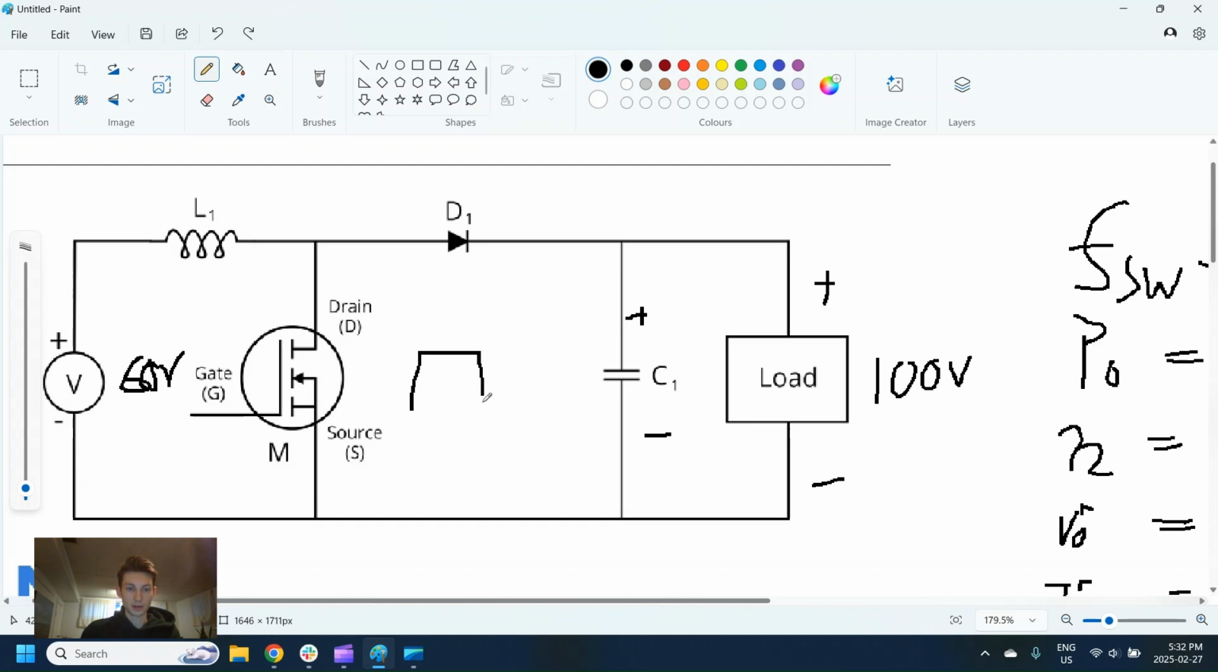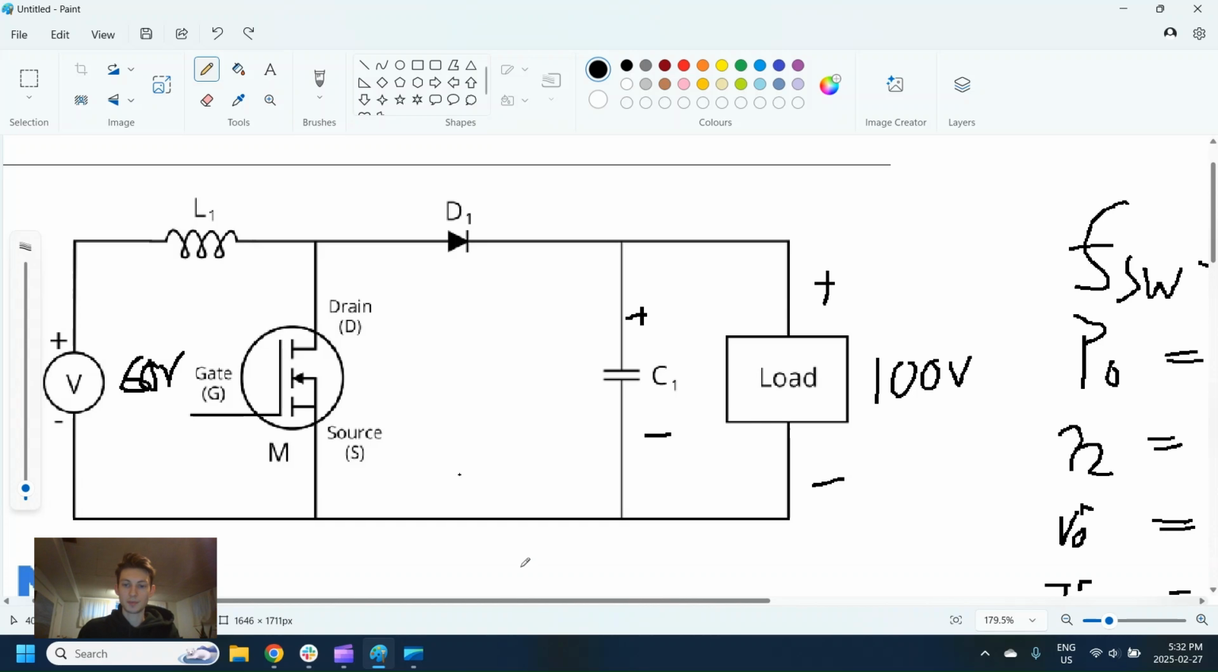And that signal is just going to look like a square wave. A duty cycle of like 90% would be something like this with very brief off times. And a duty cycle of 50% would be an equal on and off time.